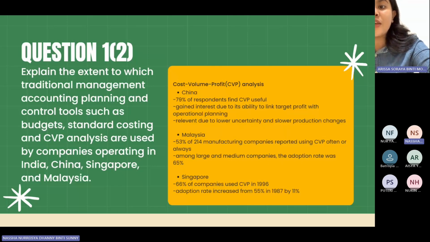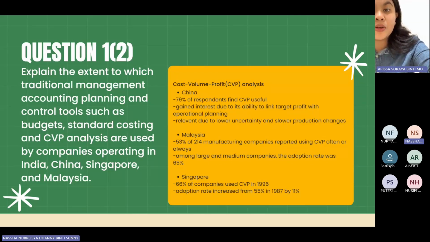Next, I have Malaysia, where 53% of 214 manufacturing companies reported using this method. It was used for planning and decision making. And among the large and medium companies, the adoption increased at a rate of 65%.